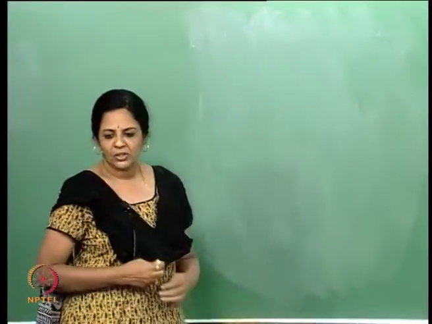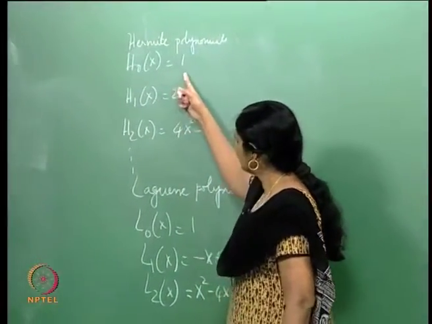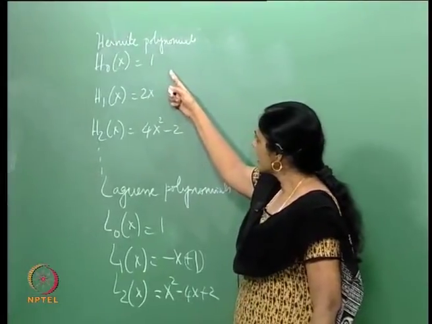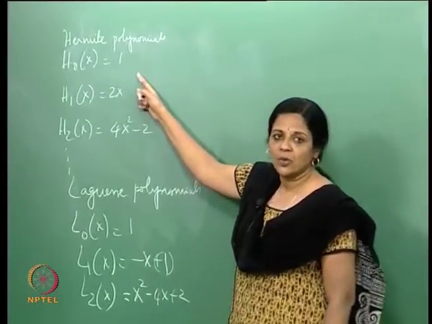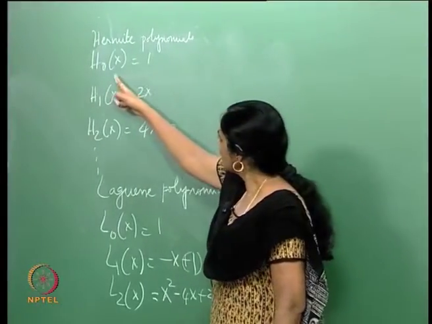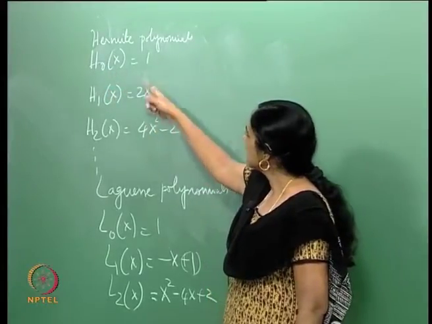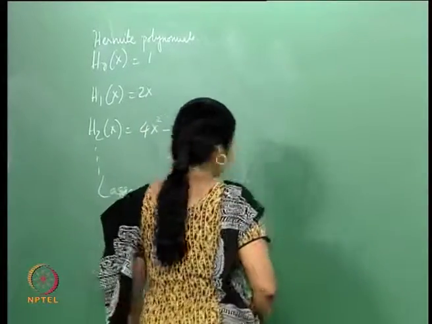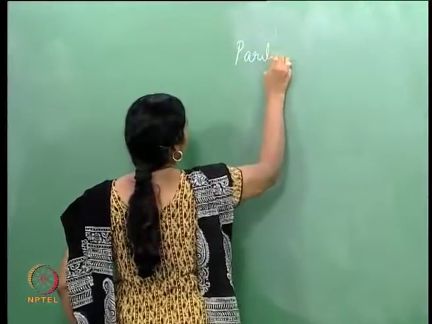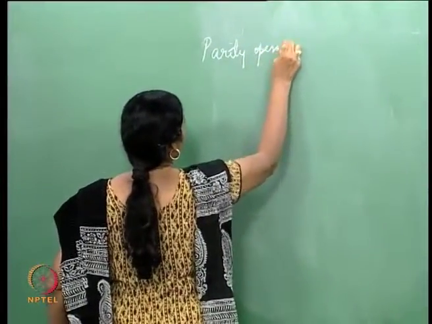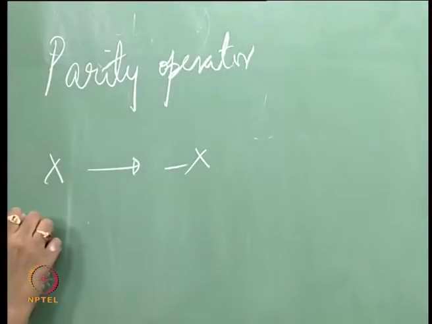Now, this becomes very important because if you look at the Hermite polynomials, for instance, here. If you look at the one dimensional simple harmonic oscillator, where I have mentioned that the Hermite polynomials become important, you find that the wave function has a definite parity. In other words, I define a parity operator which basically takes x to minus x. That is the job of the parity operator.